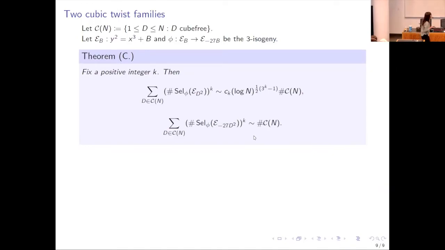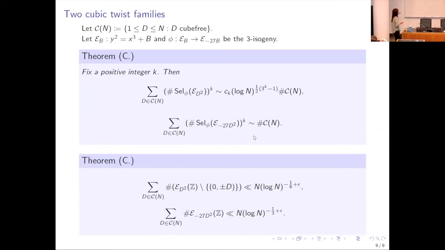And since I have some time left, I'm just going to mention some work in progress. That is the cubic twist case that I missed out in the statement.